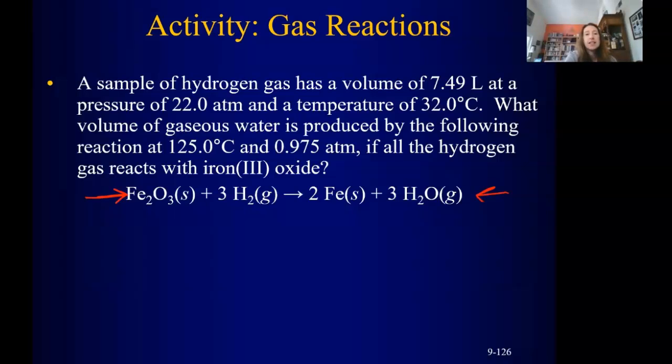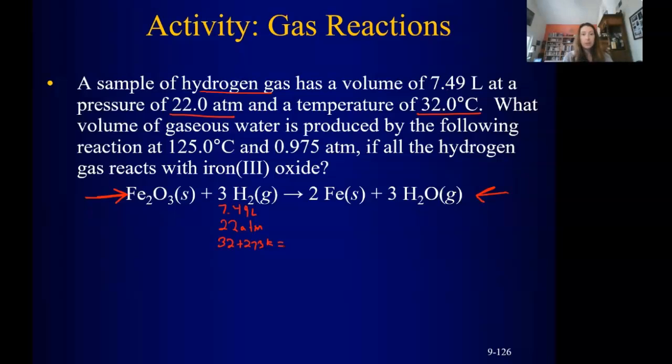So if we read this, it says a sample of hydrogen gas. So it's talking about this right now. Hydrogen gas has a volume of, so I'm just going to write it right here, 7.49 liters. It has a pressure of 22 atmospheres and has a temperature of 32 degrees Celsius. And we remember we can't use Celsius, so I'm just going to write the 273 Kelvin right into the problem so I don't forget it.